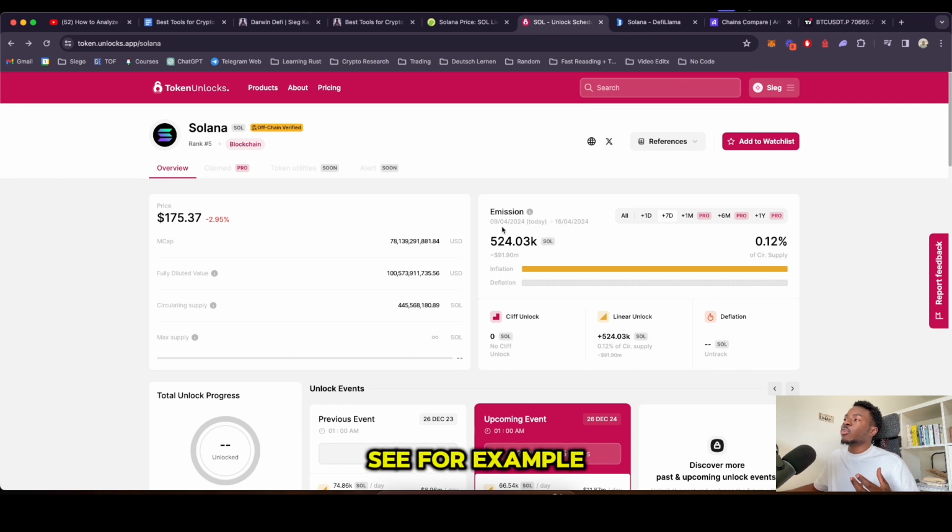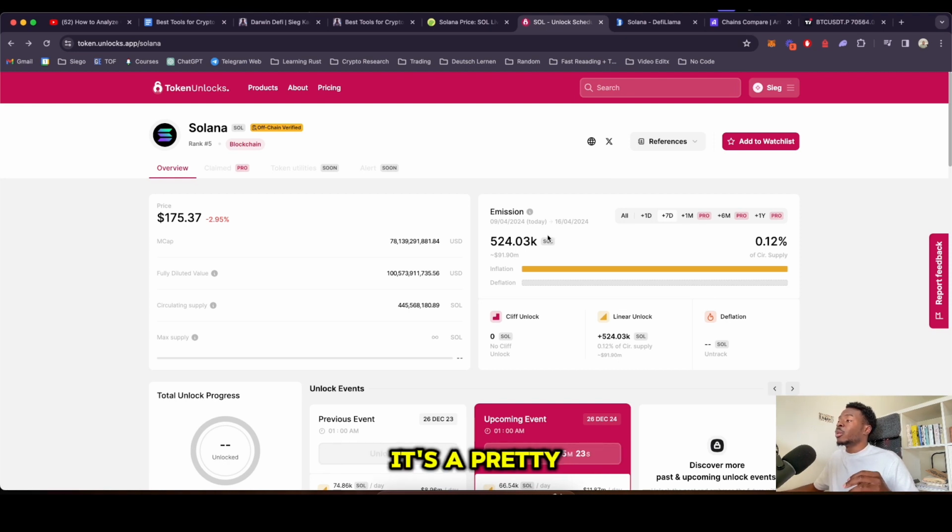As you can see on Token Unlocks here, it tells us that in the next 7 days, we are going to see an emission of about 524,000 SOL, which is valued at about 91 million right now at the market price of SOL, and it's going to comprise about 0.12% of the total circulating supply of the coin, right? And it's very good to know this information because some coins are very inflationary, like Solana.